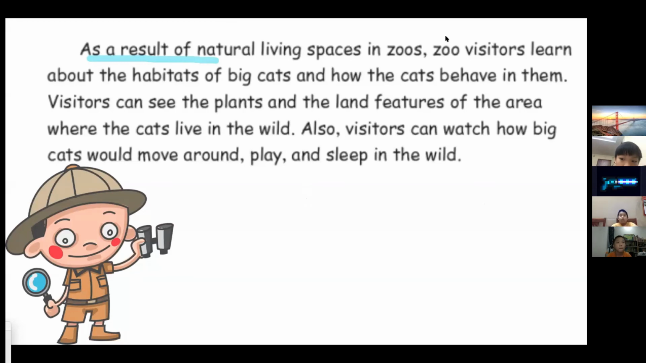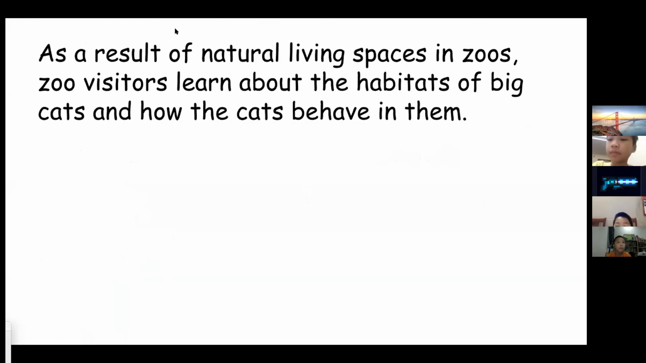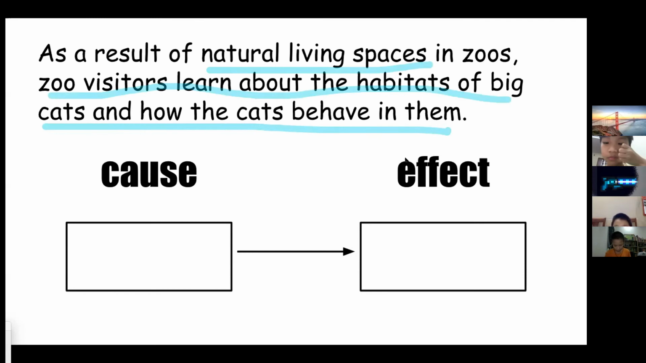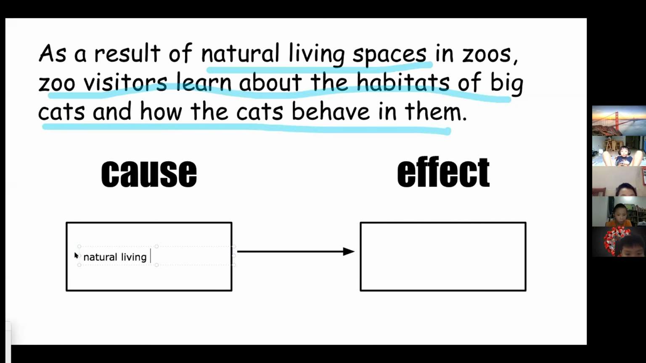Okay, so let's look at this cause and effect relationship. As a result of natural living spaces in zoos, zoo visitors learn about the habitats of big cats and how the cats behave in them. So, Jon Snow, what is our cause here? Is it natural living spaces in zoos? Or is it zoo visitors learn about the habitats of big cats and how cats behave in them? What's our cause? Natural living space. Okay, very good. So I have natural living spaces in zoos.